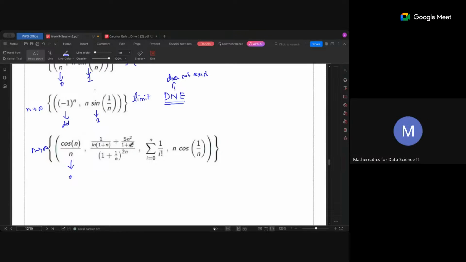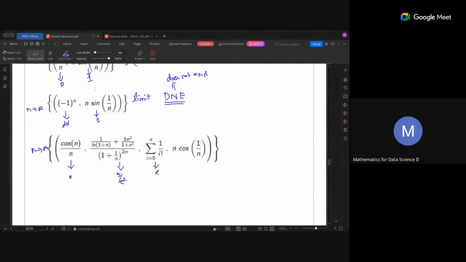And here this term will go to 5. And what about the denominator? (1 + 1/n) whole power n, as n goes to infinity, will go to e. So the square of that will go to e square. So this limit is 5 by e square. Okay. And what about this one?